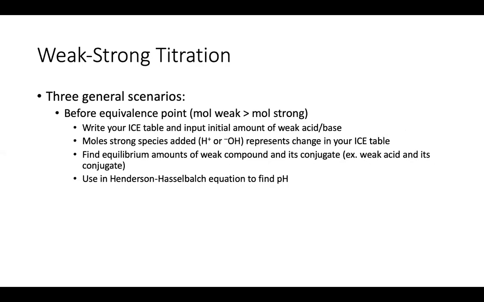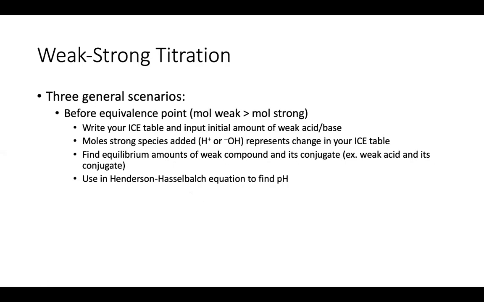Okay, now that we've input the change into our ICE table, we can solve for the equilibrium amounts of both our weak compounds. So in my example, the equilibrium amount of our weak acid and our conjugate base, right? Again, this is assuming you start with a weak acid. Now that you have equilibrium amounts of those, you can actually use your Henderson-Hasselbalch equation to solve for your pH, right?